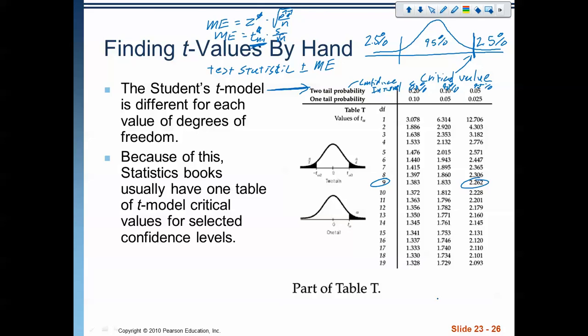Now let's say we had a 90% confidence interval and our sample size was 20. That would make our degrees of freedom 19. And therefore our critical T value would be 1.729.